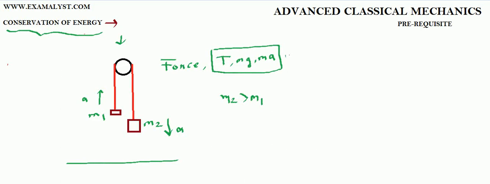So in the last lecture we discussed that we will solve the pulley system using the energy method. Let us see if it is working or not. Okay. So remember what was the acceleration of this pulley system? The acceleration we found to be (m2 minus m1) divided by (m1 plus m2) times g. Okay, this is what we found.